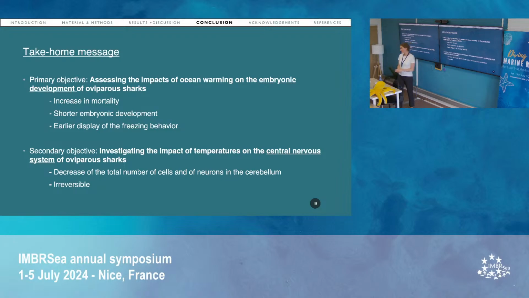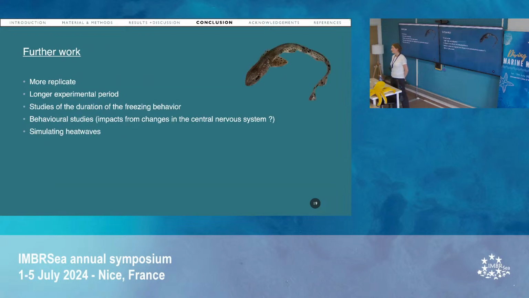And this change seems to be irreversible, or at least for 2 months. These results are really interesting, and we believe that further work should be done, because once again, there is not much research about that topic. We could do it again with more replicates, because due to high mortality, there were several times we couldn't do any statistical analysis because we didn't have enough replicates.